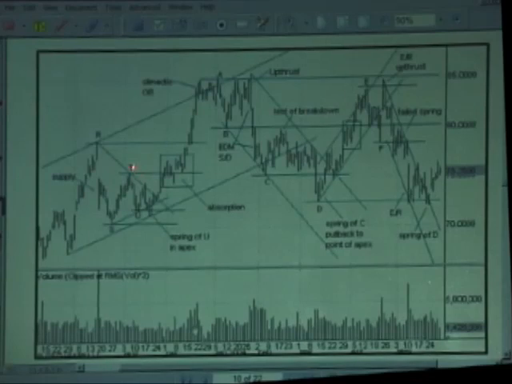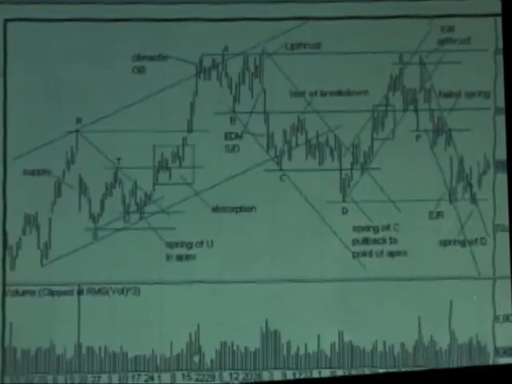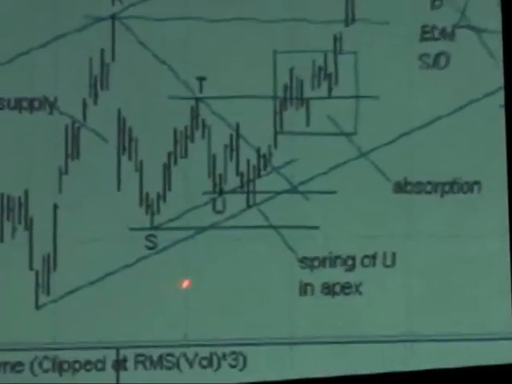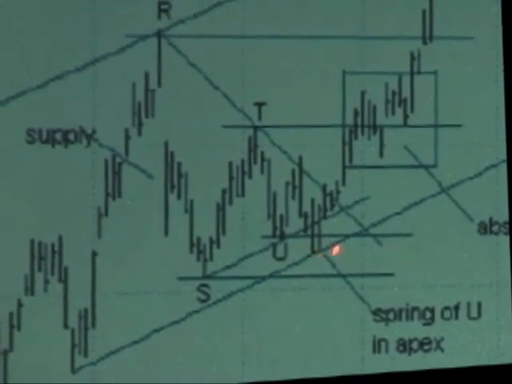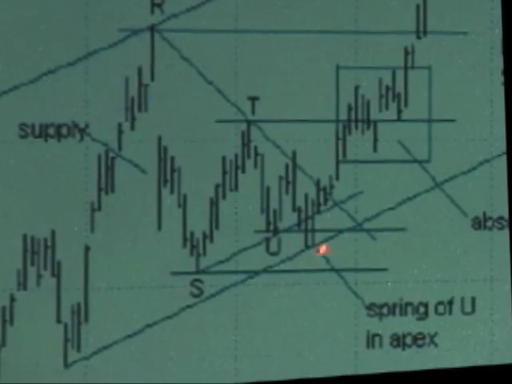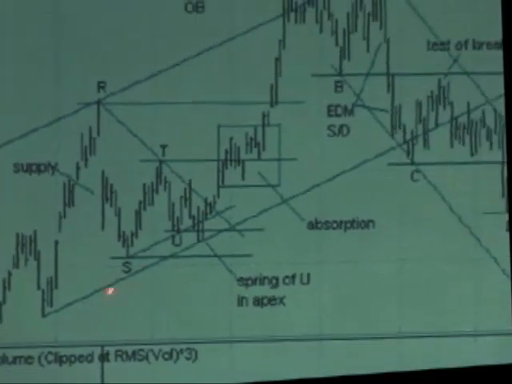We go into a trading range. We rally up to point T. We come back down and find another level of support right here at point U. So that we've got a trading range within a trading range. And notice that we don't come back and spring trading range RS, but we do spring trading range TU. The spring of line U right here. And we have a little apex right here.